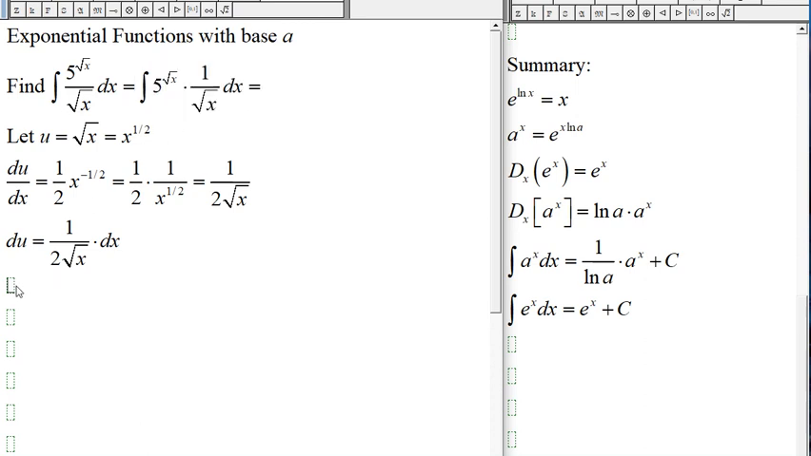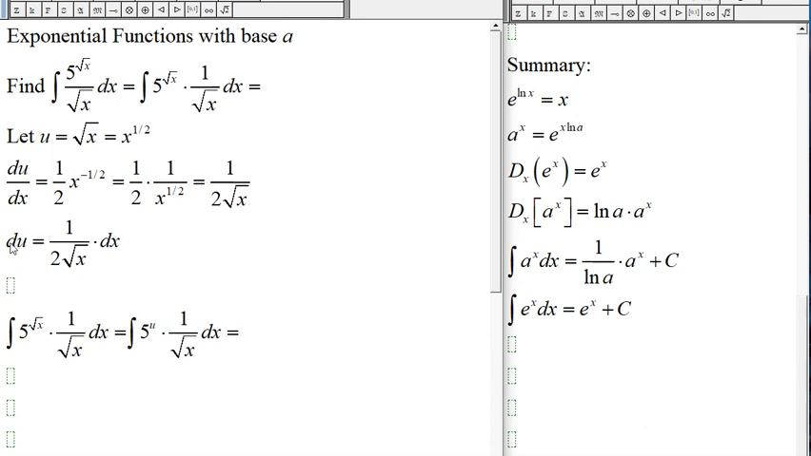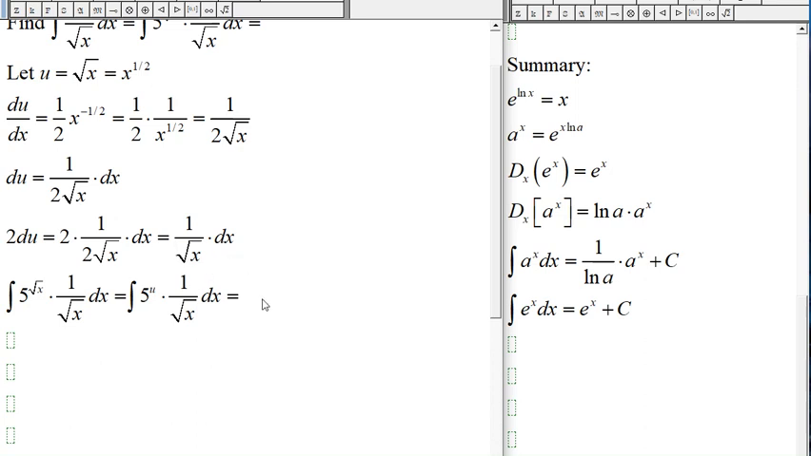And so now our integral, we need to write it in terms of u. The square root of x, that'll be 5 to the u. And then we have 1 over the square root of x dx, but here we have 1 over 2 square root of x. So here what we can do is multiply both sides by 2. And so this will become 2 divided by 2, which is 1. So we get 1 over the square root of x dx, and so now this becomes 2 du. And then the 2 is the multiplication constant, then we can move it and place it in front of the integral.